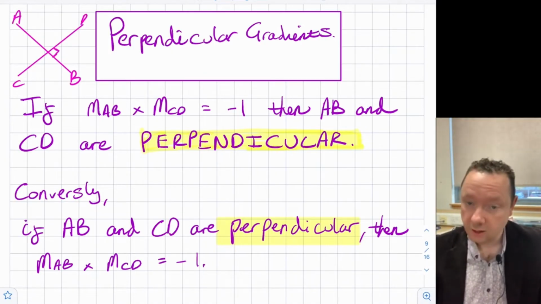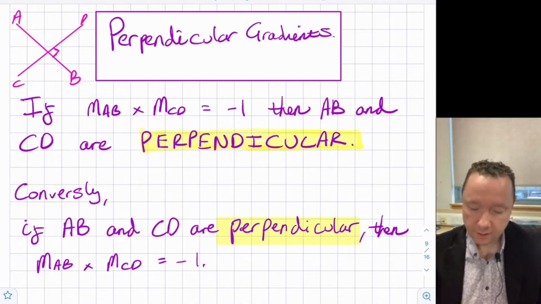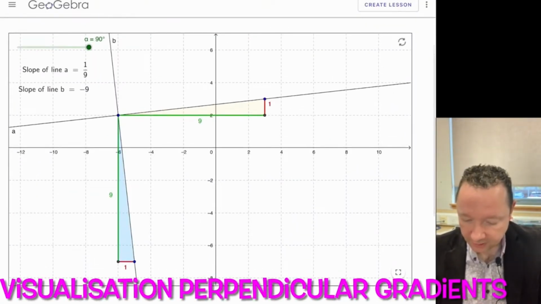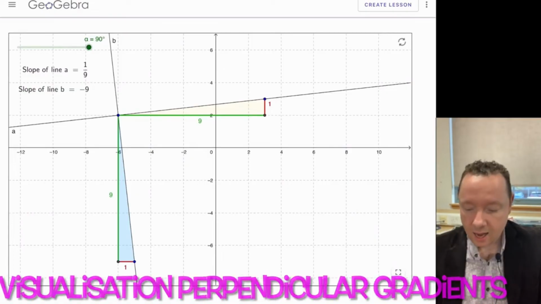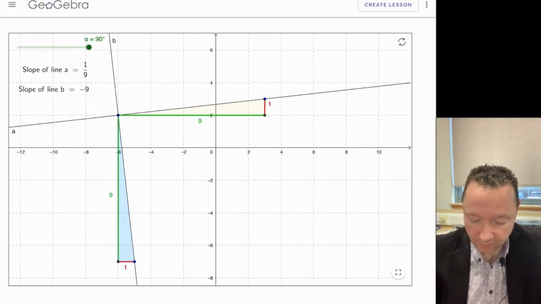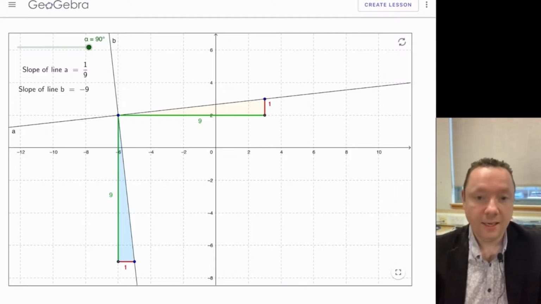Or, conversely, you can say that if you know that two lines are perpendicular, then the gradients times together to give minus 1. Now, you might be wondering, why is that the case? So looking at this app here, you can see I've drawn two lines, and the gradient of the first line is 1 over 9, a ninth. But if you take the gradient of the other line, you can see that the gradient is minus 9 over 1, or minus 9.